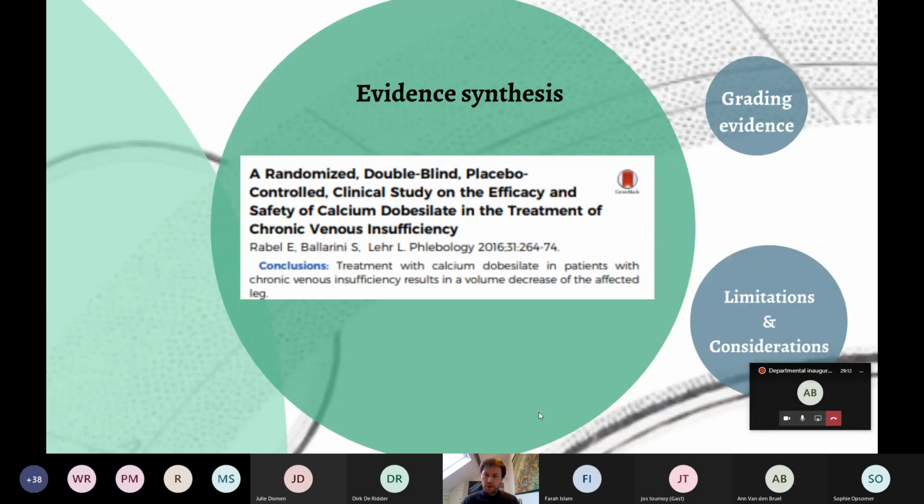Now, here's a small teaser, and it's an example that I like to use a lot with students and also with GPs, because it's a situation that often arises in general practice. What if a GP or any clinician reads this first article, where he reads that dobesilate, which is a drug treatment for chronic venous insufficiency, and that this study, a recent study from 2016, concludes that the treatment with dobesilate in patients with chronic venous insufficiency results in a volume decrease of the affected leg.